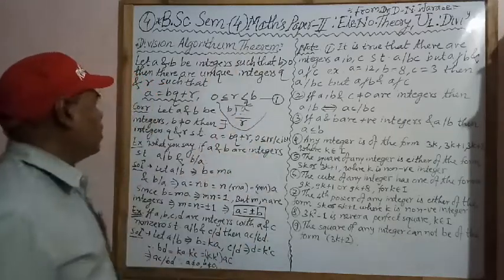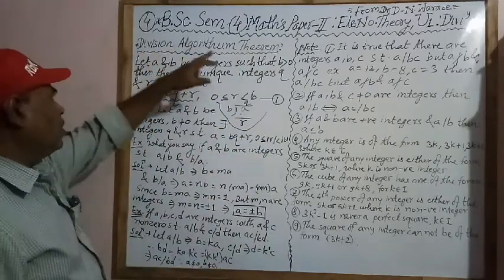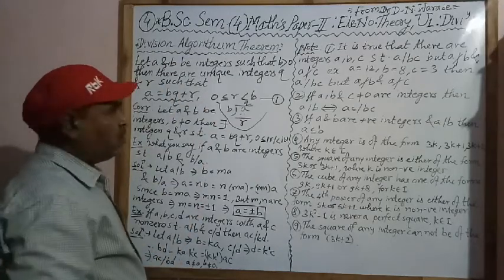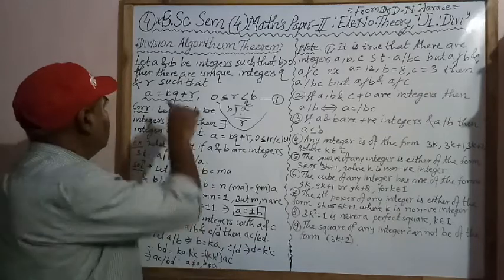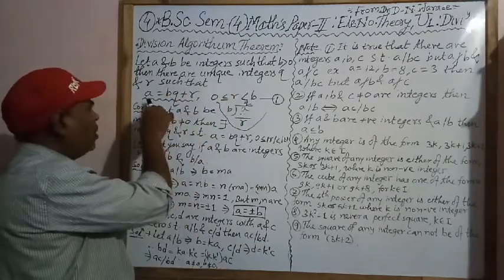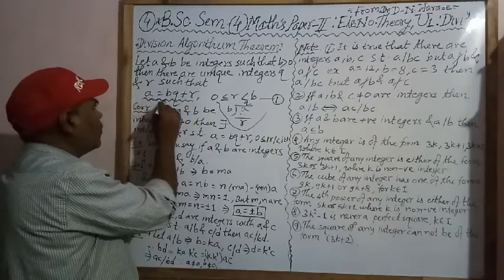Welcome to our next period. We see the division algorithm theorem. Let a and b be integers such that b is greater than 0, b is positive. Then there are unique integers q and r such that a equals bq plus r.